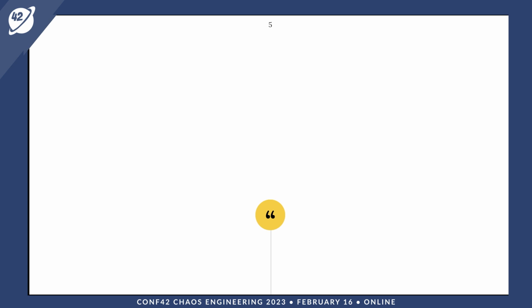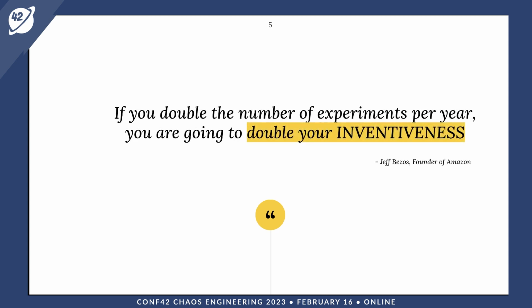I'll quote one of the quotes by Jeff Bezos. What he said is that if you double the number of experiments per year, you are going to double your inventiveness. He also knew how critical experimentation is for a particular firm. So Amazon also must be running a pretty huge number of experiments for its different services. So let's move to the next slide.